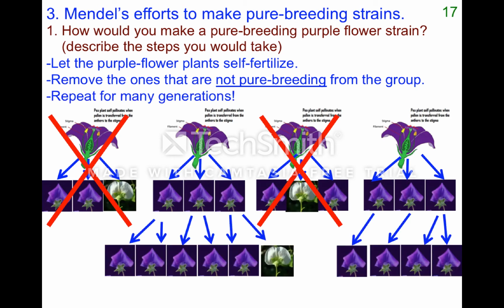And then basically go for another generation. And you might find, oh, in this group, we also have a white flower here. So there's some kind of non-pureness here. So let's cut these offspring out. Let's cut its parent out because it's not pure breeding. It's producing some white offspring.